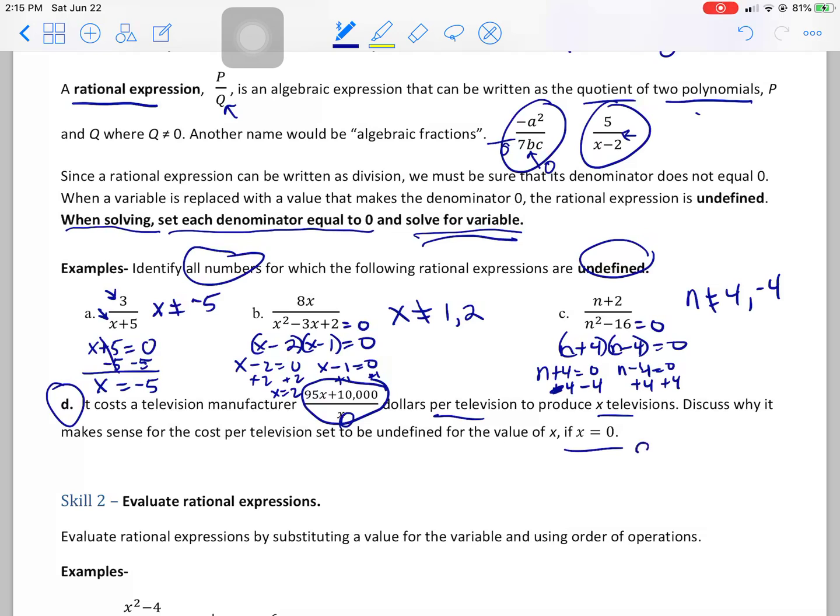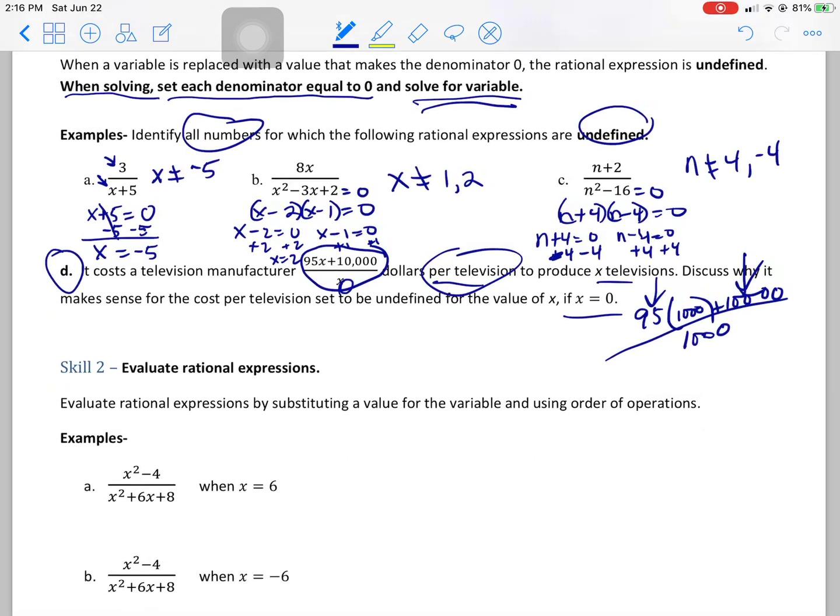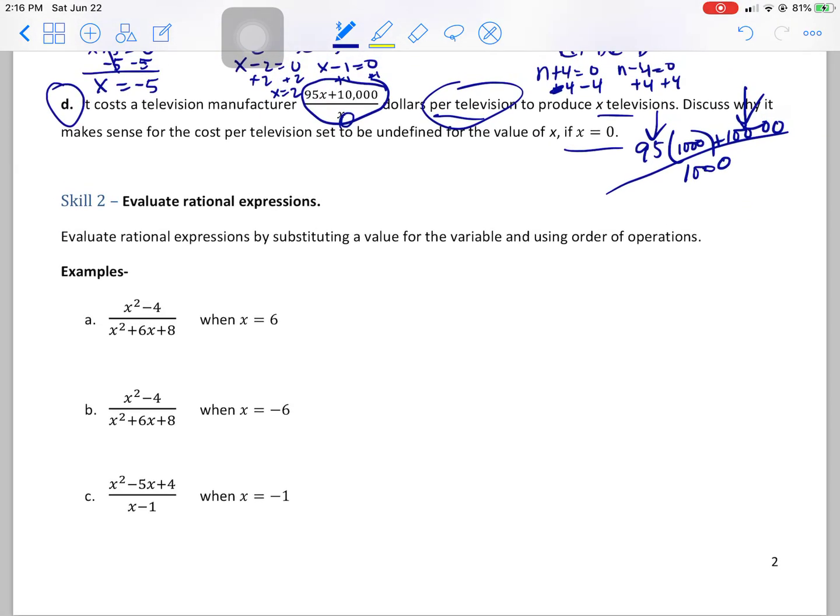Okay, but if you decided you were making like 1,000 televisions, you would put the 1,000 in for the x, and it would tell you your cost per television if you were making 1,000. Okay, so I'm assuming the 10,000 is kind of startup costs, and the 95 is per unit materials or something like that. Okay. Skill 2 says, evaluate rational expressions.